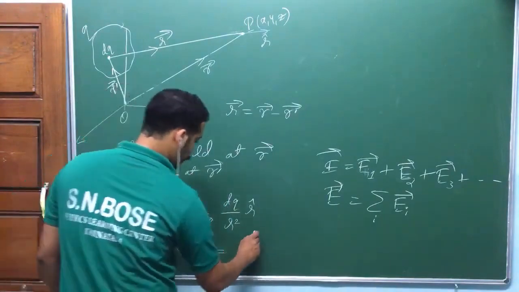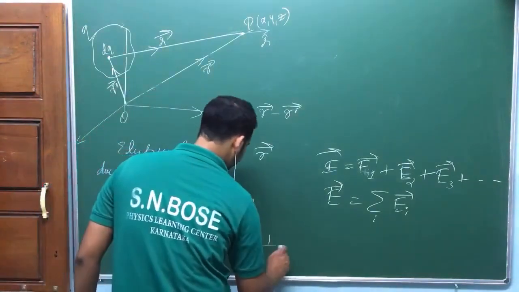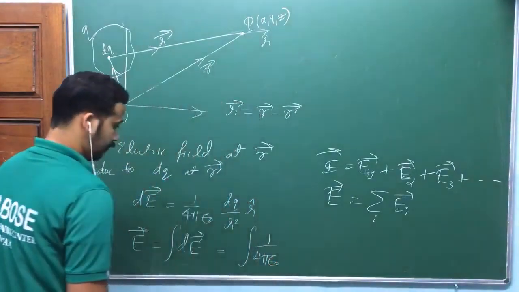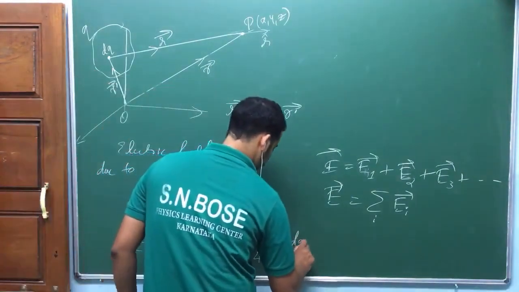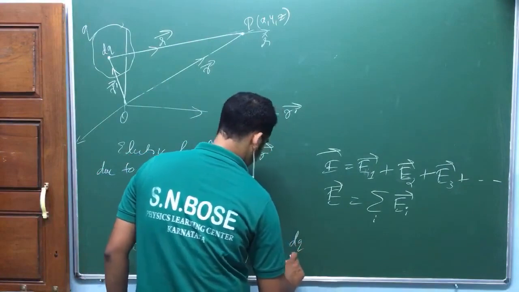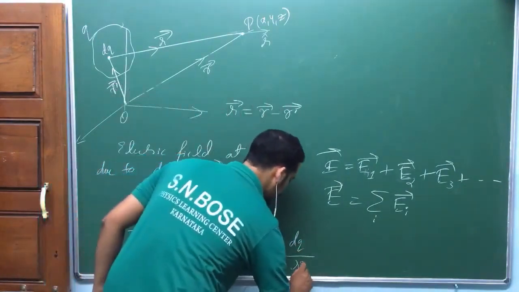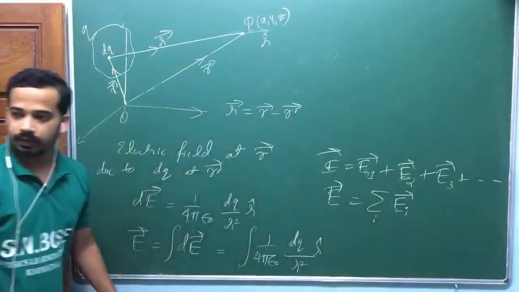Again, you are doing integration, am I right? You should know with respect to what you are doing the integration. 1 by 4 pi epsilon naught, okay? dq, I better write again as earlier, r square into r cap, okay? r square into r cap.